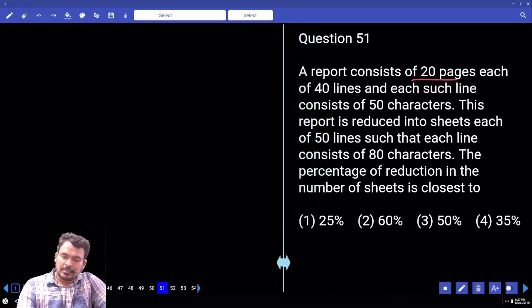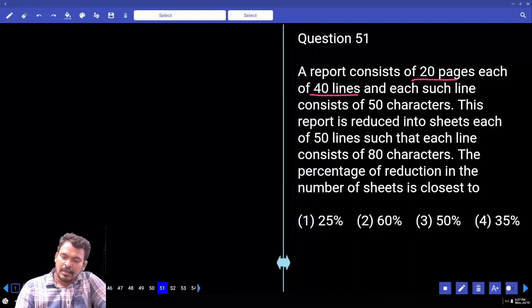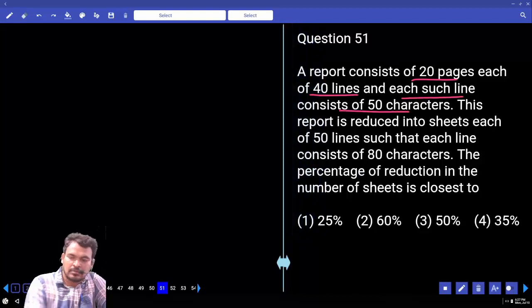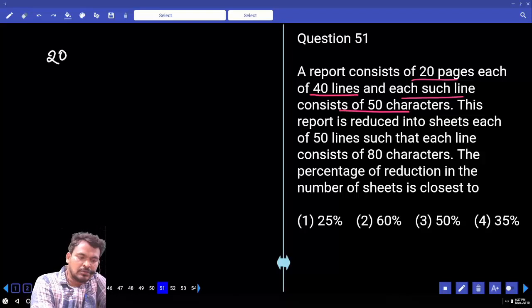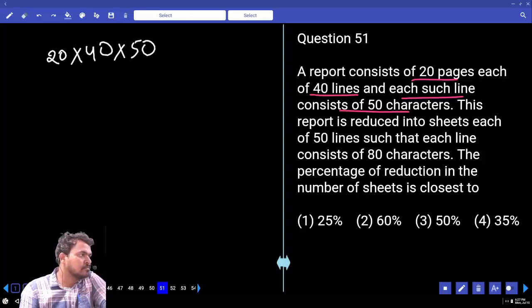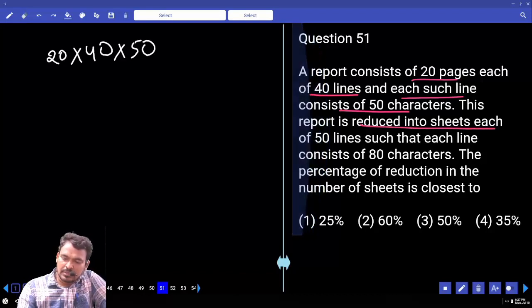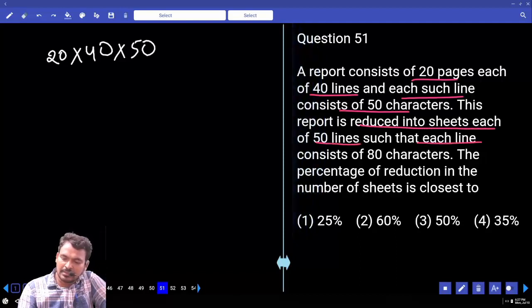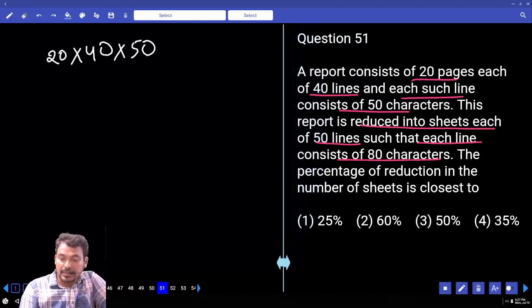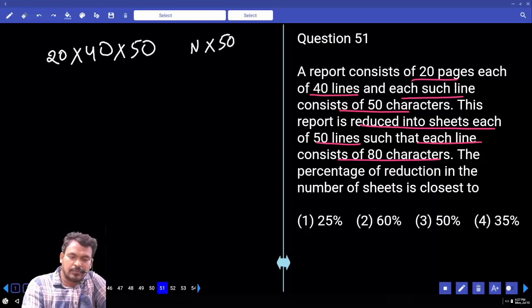First, 20 pages, each page how many lines? 40 lines. Every line consists of 50 characters. Then the number of sheets is 20 into 40 into 50. That is the original. Next, it is reduced into sheets, each of 50 lines, such that each line consists of 80 characters. Number of sheets we consider n, and every 50 lines, how many characters are there? 80 characters. Are both equal in value or different?